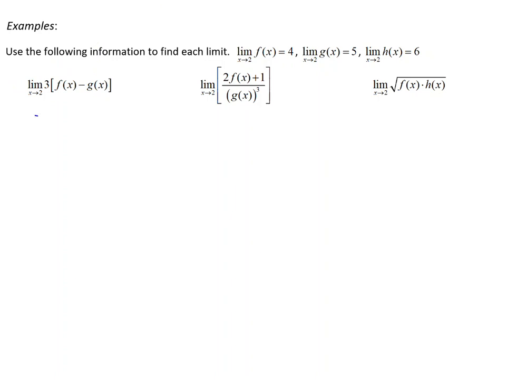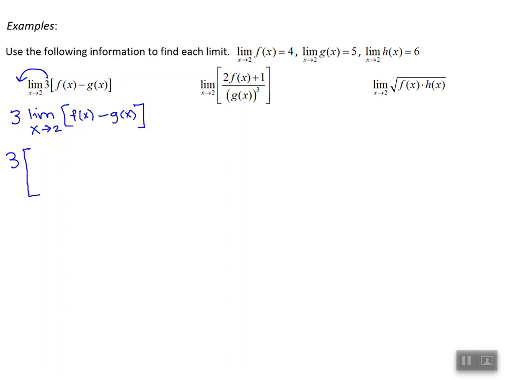We can rewrite using our properties, such as that constant multiple, where instead this is 3 times the limit as x approaches 2 of the difference of f of x and g of x. And then we can also use that sum and difference property. So we have still the constant multiple, but it's multiplied to the difference between the limits. The limit as x approaches 2 of f of x minus the limit as x approaches 2 of g of x.